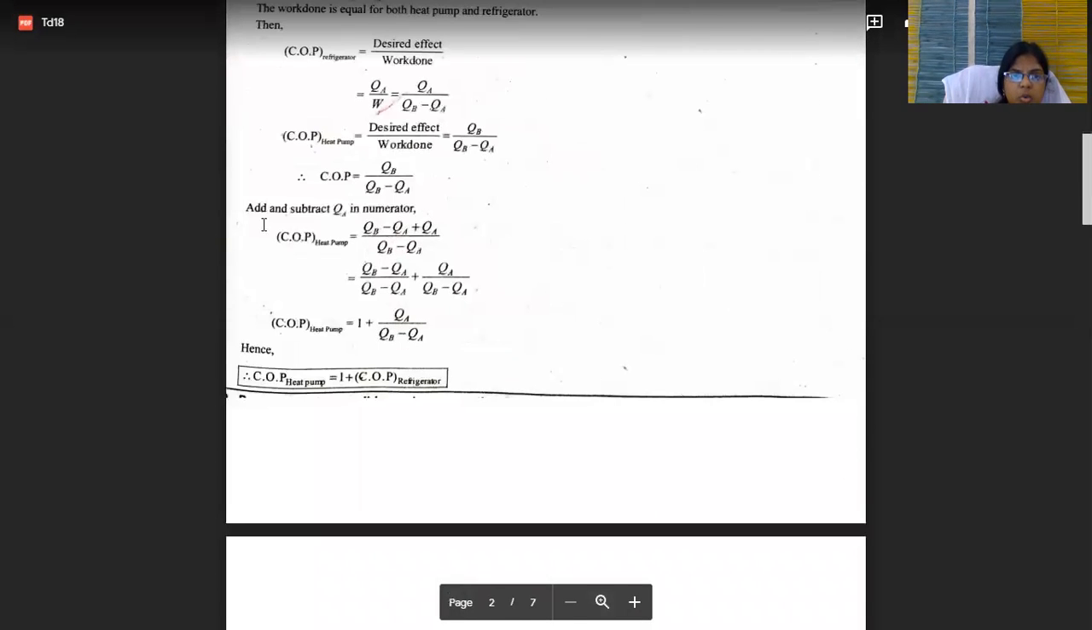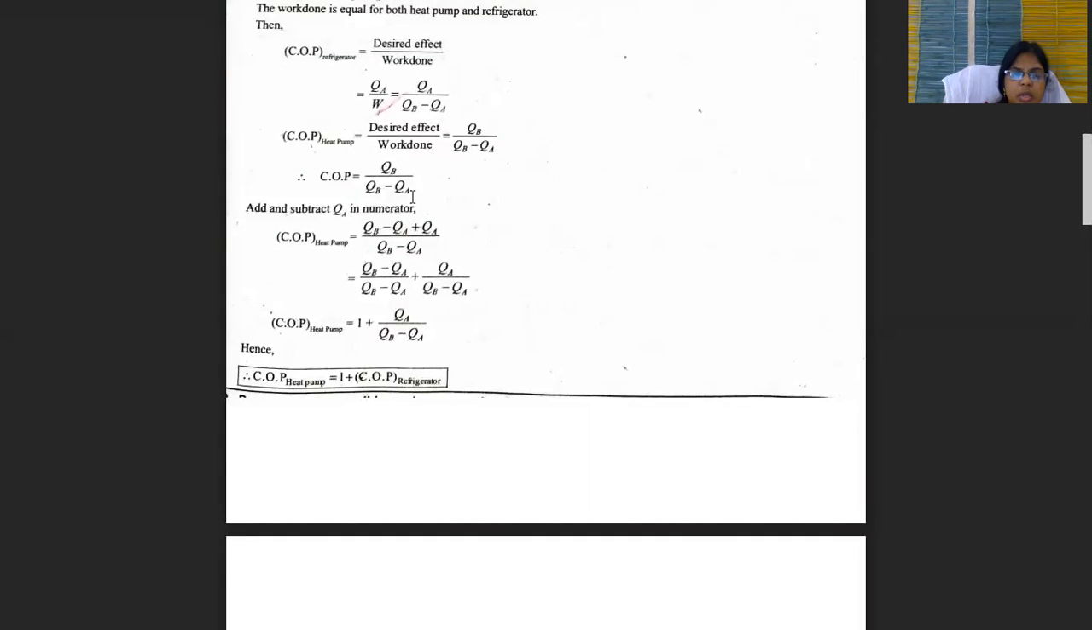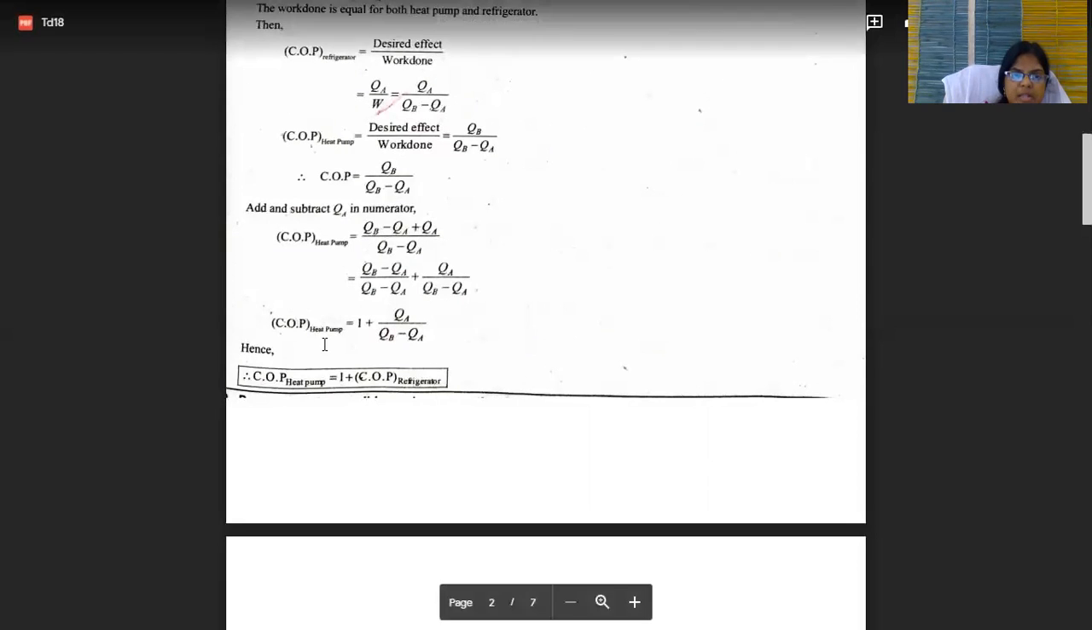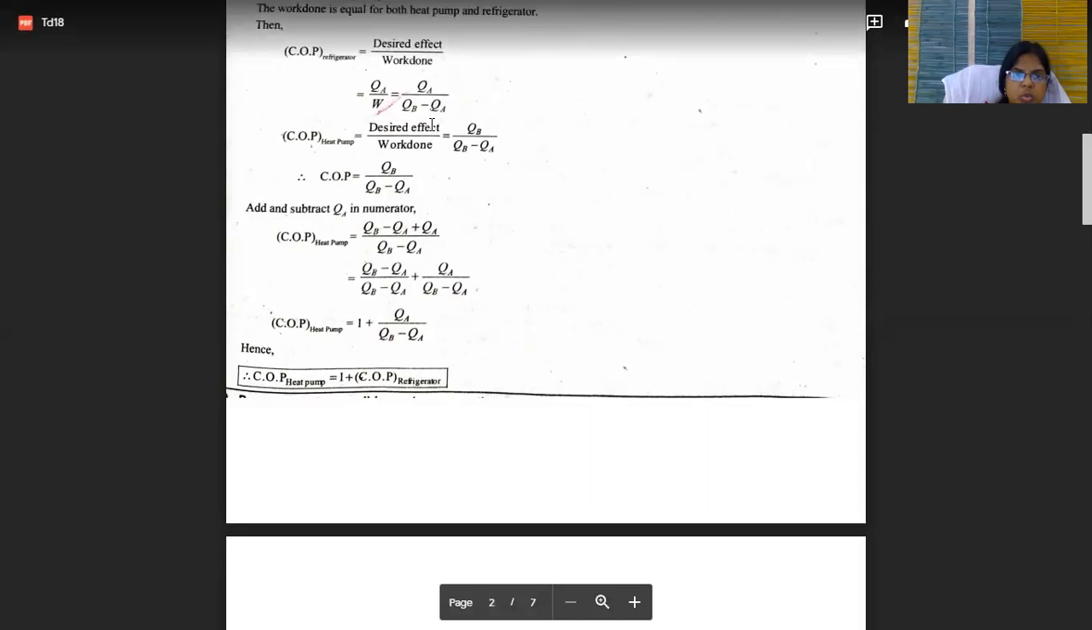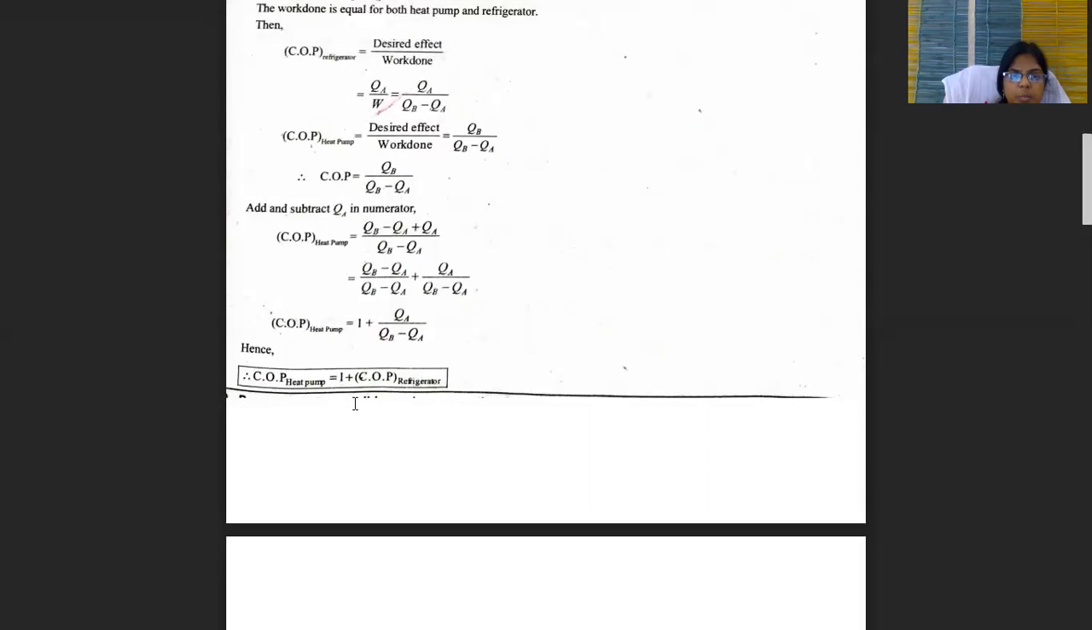So add and separate QA in the numerator. COP of heat pump is QB by QB minus QA. Here also we just add and separate QA in the numerator only. So QB minus QA plus QA by QB minus QA. Here just divide: QB minus QA by QB minus QA, plus QA by QB minus QA. This cancels, giving 1 plus QA by QB minus QA. What we call QA by QB minus QA is the COP of refrigerator. Therefore COP of heat pump is 1 plus COP of refrigerator.